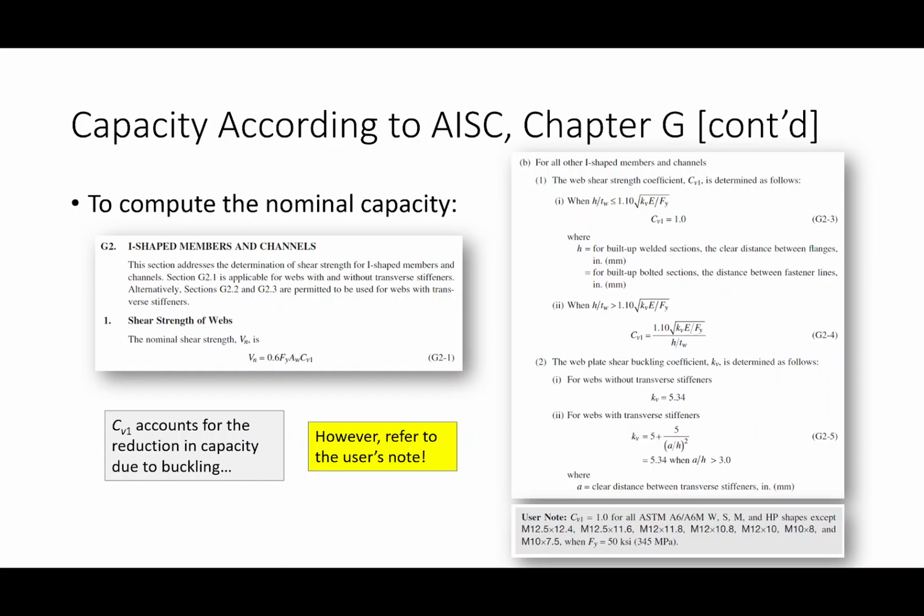The reason for CV1 is trying to account for the possibility of buckling. So if buckling's not going to happen, then CV equals 1. If CV is smaller than 1, it is reducing the capacity to account for the potential of shear buckling. Okay? But in terms of calculating it, you all are going to help me with the spec today. I would pay attention to the spec, and also there are some handy user's notes trying to make your life a little bit easier.